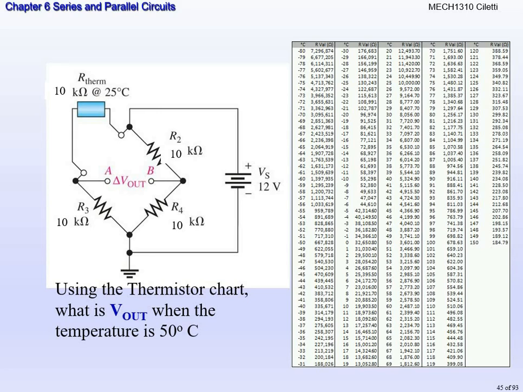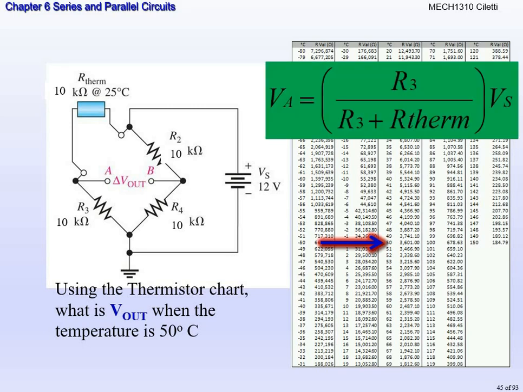Alright, notice that the thermistor is 10 kilo ohms at 25 degrees Celsius, and we want to find what the output voltage is when the temperature is 50 degrees Celsius. So I've given you this big chart here. What you need to do is on this chart find 50 degrees Celsius, and that's going to give us the resistor value. So I've marked it on here. Right here at 50 degrees Celsius, our resistance is 3,601 ohms.